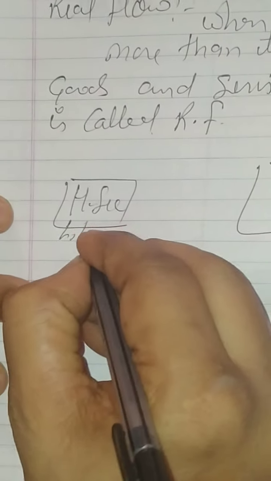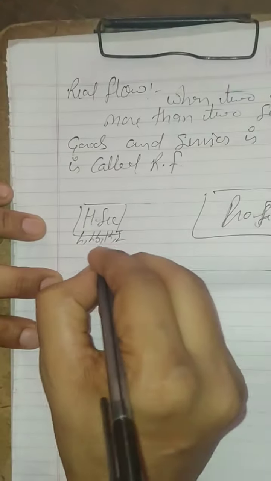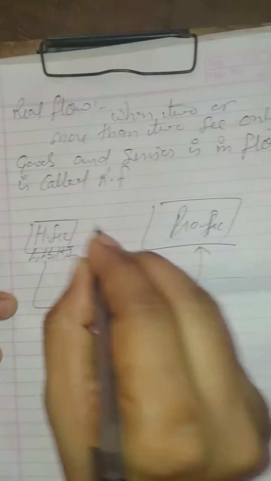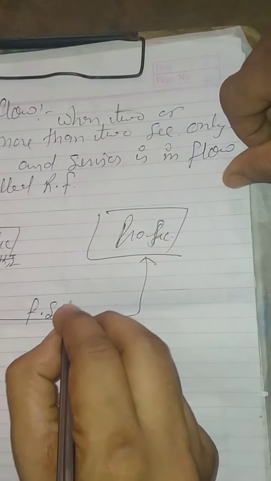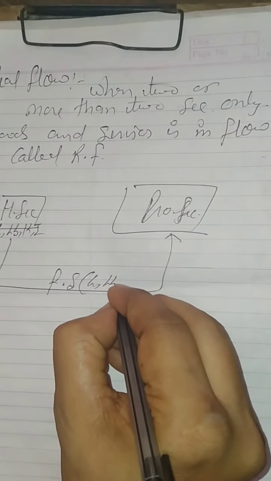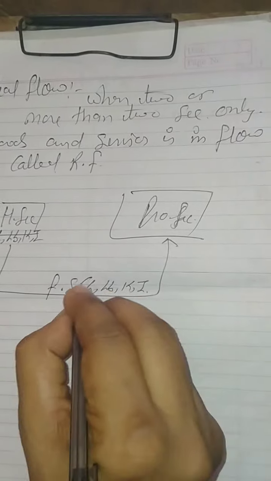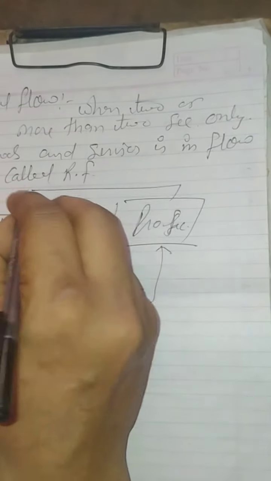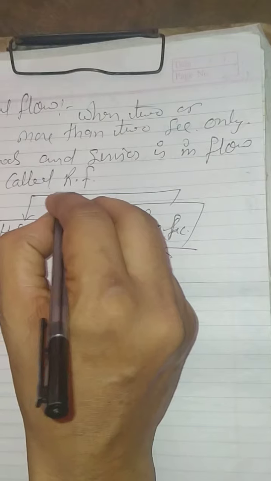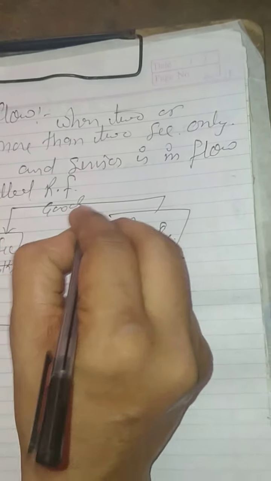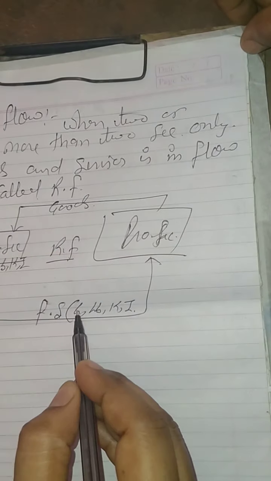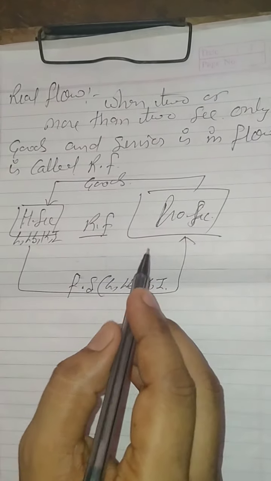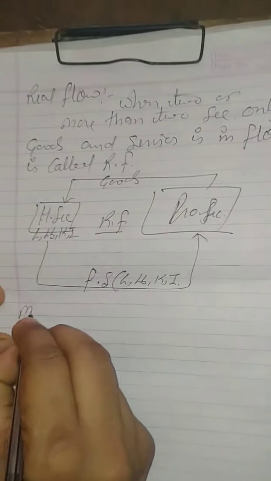In the household sector stay land, labor, capital, and entrepreneurship. They provide factor services in the forms of land, labor, capital, or entrepreneurship to the production sector. And the production sector pays factor payment in the form of goods. So that's called real flow. Only goods and services are in flow. Next one, money flow.